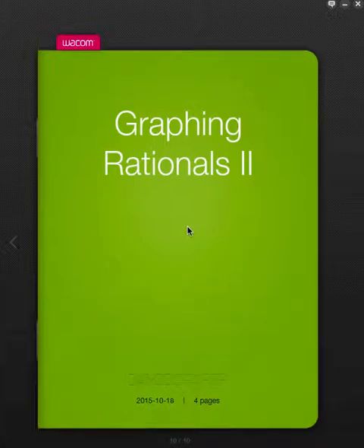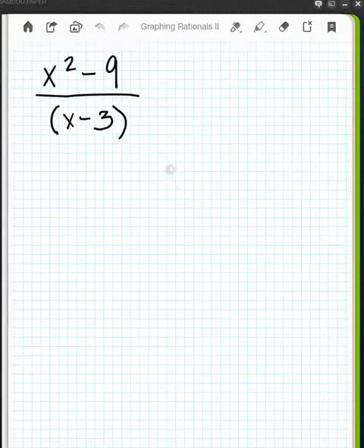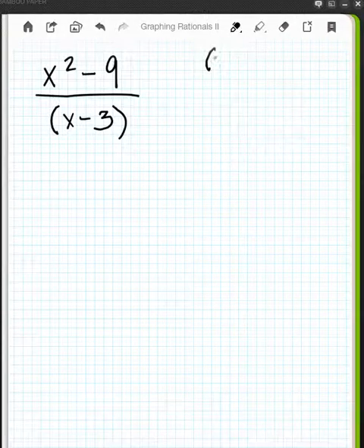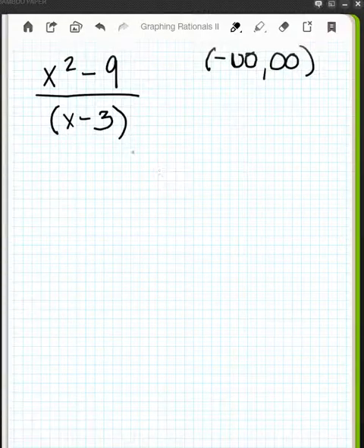Okay, this is our second video talking about how to graph rational functions. We're going to focus first on one of our first basic ideas, which is finding the domain of the rational function. So here's a rational function. And again, a reminder, we always start with the thought that the domain could be negative infinity to infinity.